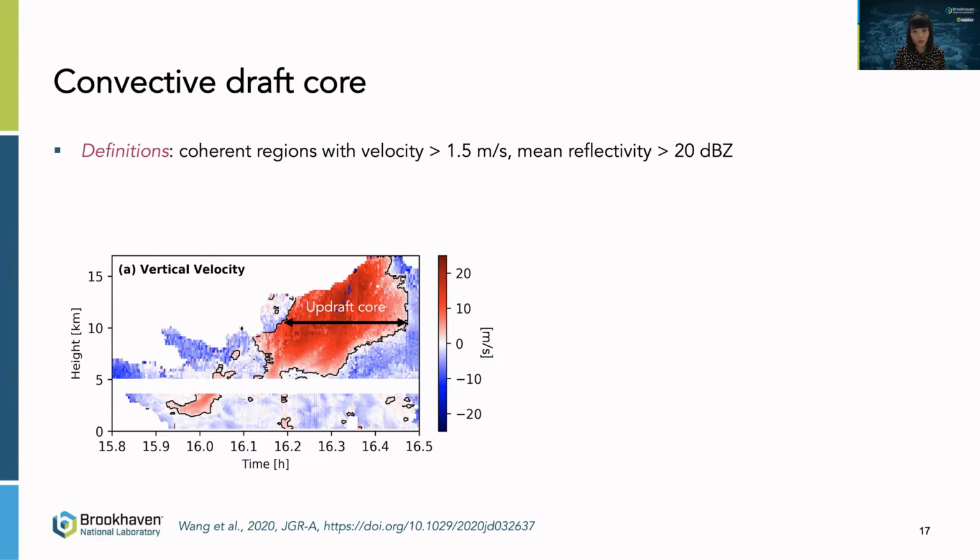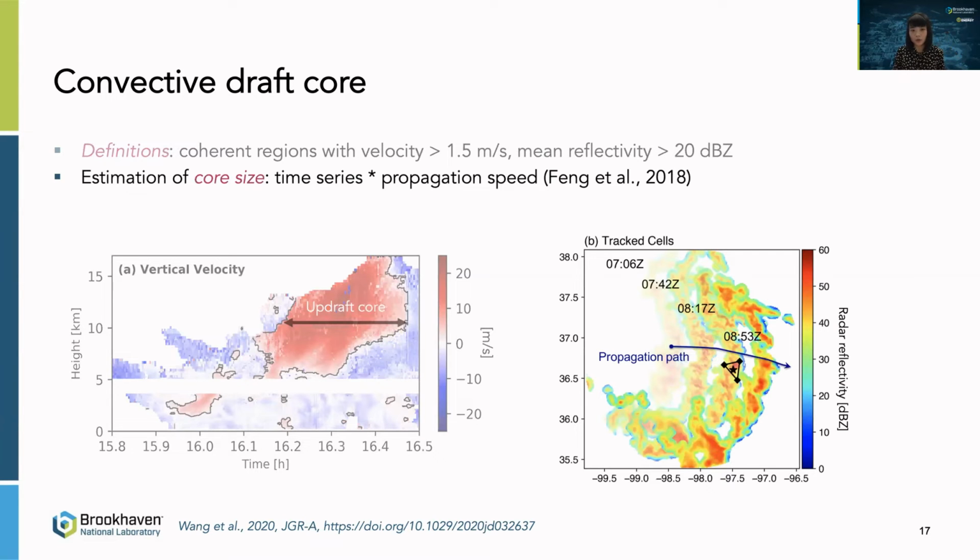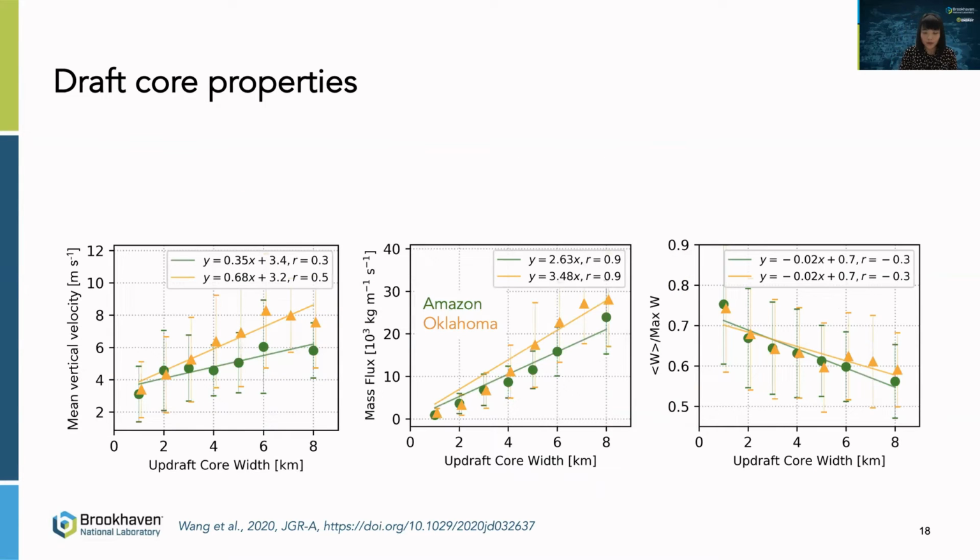But we also want to know the size of these cores. Because the radar wind profiler samples everything in time, if we want to get a sense of how large these cores are, we need to multiply the time series by the convection propagation speed. And this plot shows you how we estimate the propagation speed by looking at the convective echoes from each radar scan. For detailed information about this method, you can check out Jang's 2018 paper. So now we have the size of each individual core.